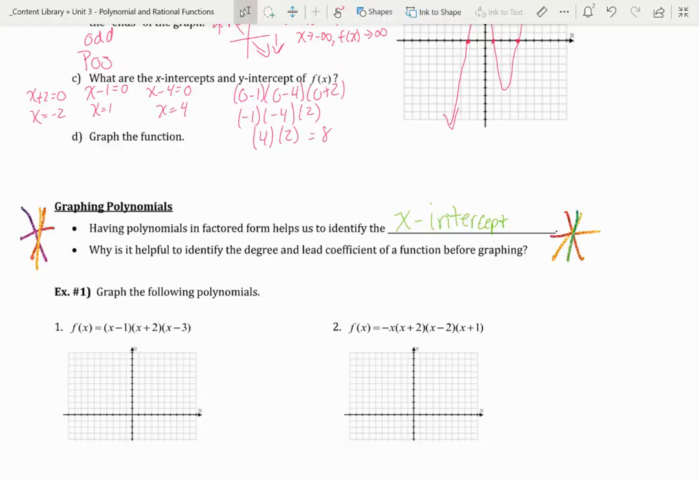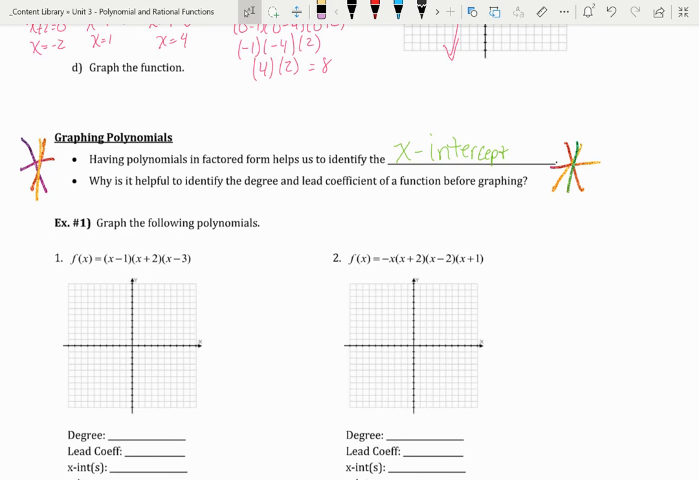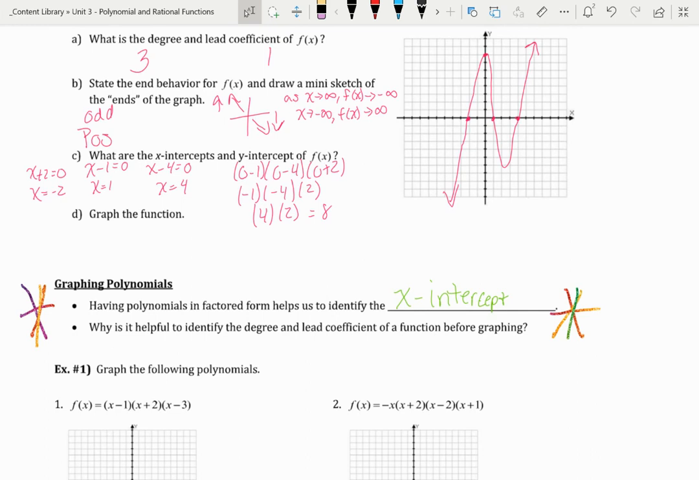The next part, graphing a polynomial, having polynomials in factored form helps us to identify the x-intercepts. This is helpful because it helps us to then go ahead and find our leading coefficient. It's helpful to find leading coefficient and degree so that you know what your end behavior looks like and about where your graph goes. And because I got that wrong, I got these wrong. These two should be flipped because they're going these directions.